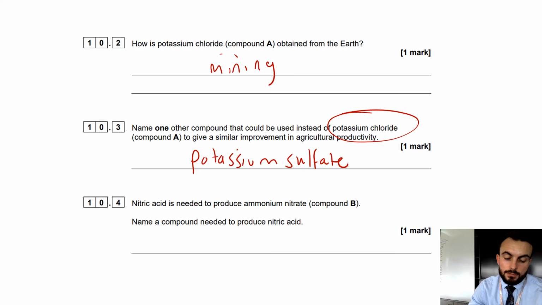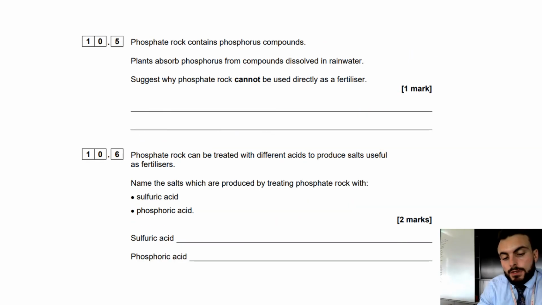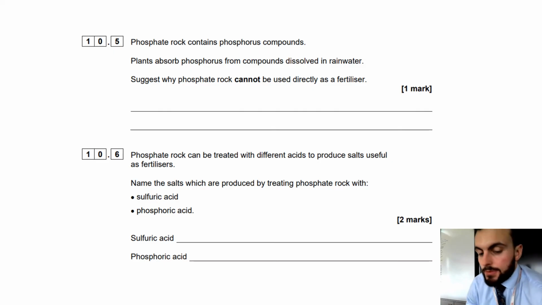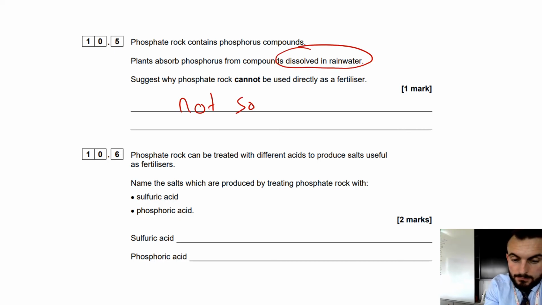Nitric acid is needed to produce ammonium nitrate, compound B. Name a compound needed to produce nitric acid. Ammonia. It's got nitrogen and hydrogen in it. Phosphate rock contains phosphorus compounds. Plants absorb phosphorus compounds dissolved in rainwater. Suggest why phosphate rock cannot be used directly as fertilizer. It's kind of a clue in this: it's not soluble, so therefore it can't be absorbed.